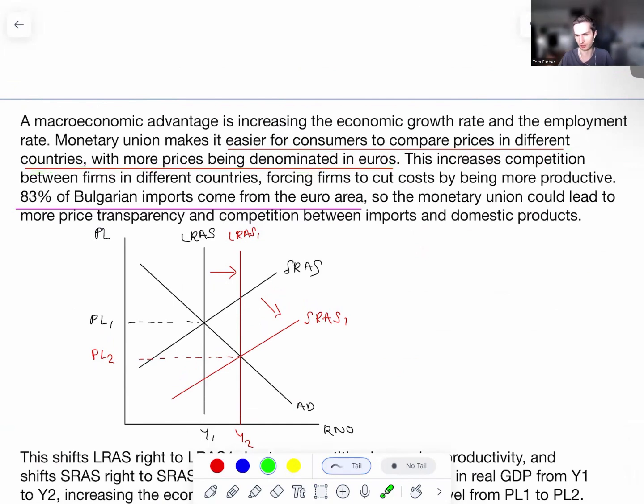What denominated means is that when you go to a supermarket or anywhere else where you've got prices, the prices are written, expressed in euros. And so it's easier for consumers to compare prices. This increases competition between firms in different countries, forcing firms to cut costs by being more productive. And indeed, we can use that fact from earlier, 83% of Bulgarian imports come from the euro area. So monetary union could lead to more price transparency and competition between the imports from abroad and domestic products.